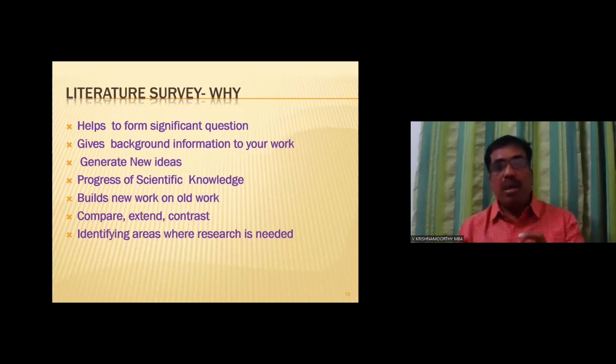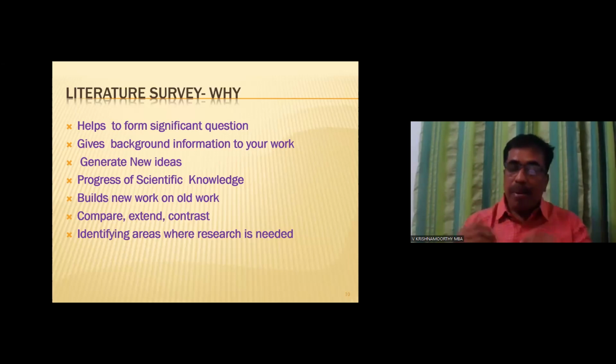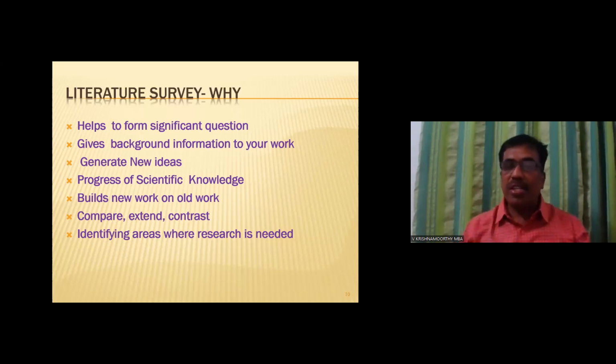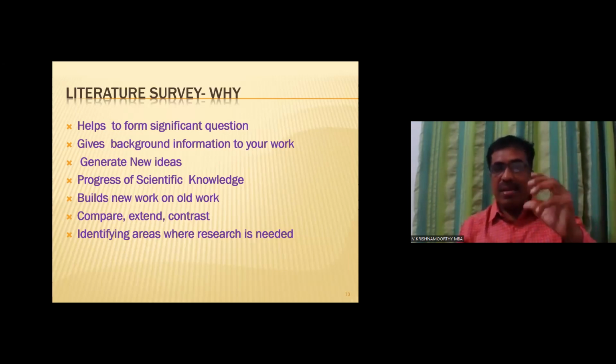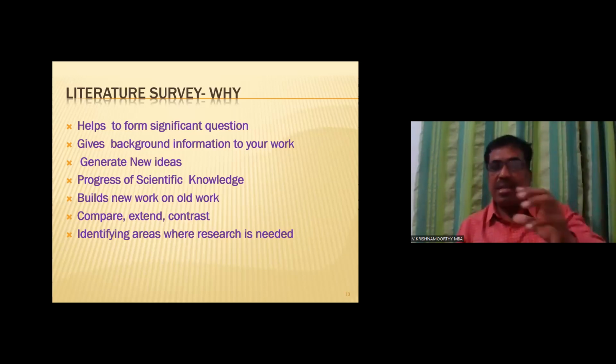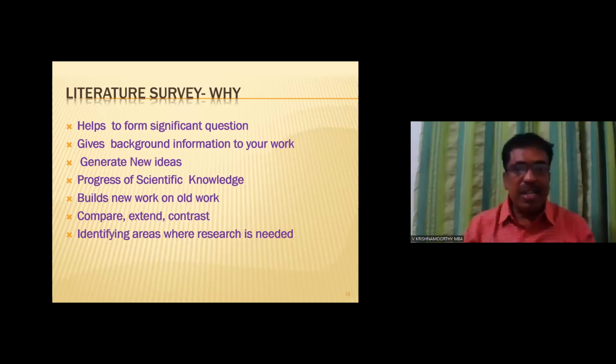Similarly, it also gives background information about your work. Whenever you submit your research proposals to funding agencies, they are expecting this kind of information from the researchers. They are expecting background information. That is very, very important. What does background information mean? National status, international status. For example, you would like to do research on stress management. So what is the national status? What is the international status? That is what they are expecting.